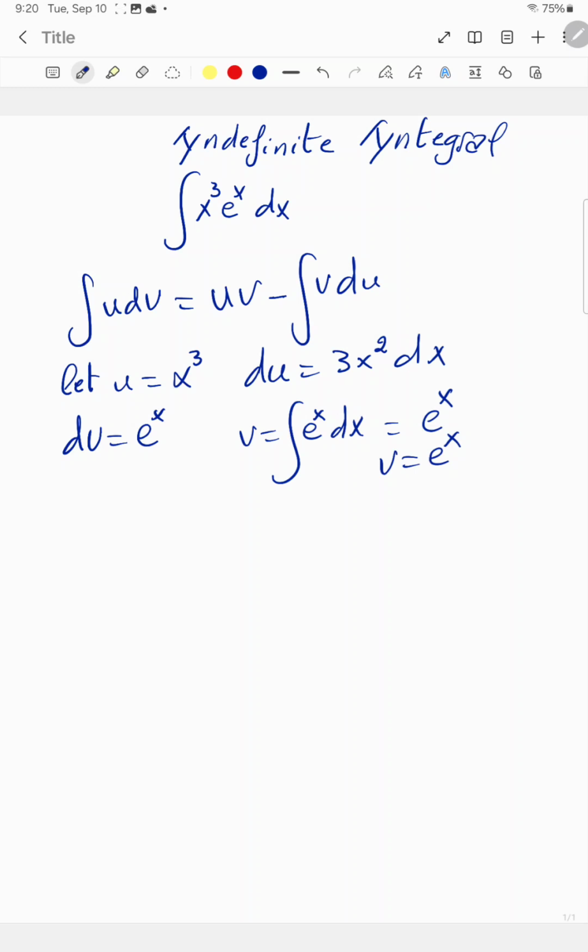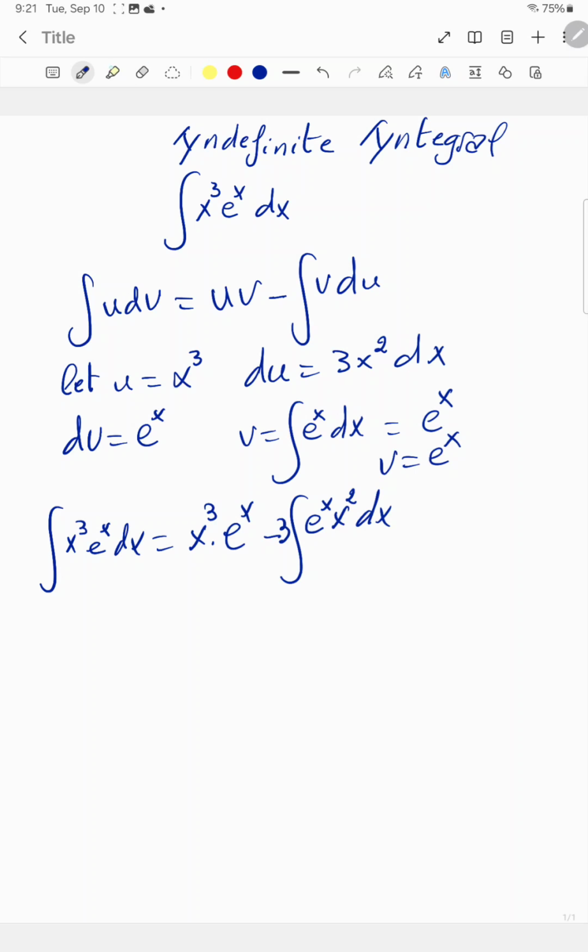the integral of u dv. So the integral of x to the power of 3 e to the power of x dx is equal to u times v, which is x to the power of 3 times e to the power of x, minus the integral of v du. My v here is e to the power of x, and my du is equal to 3x squared. So I'll put the 3 here because it's a constant. x squared dx.